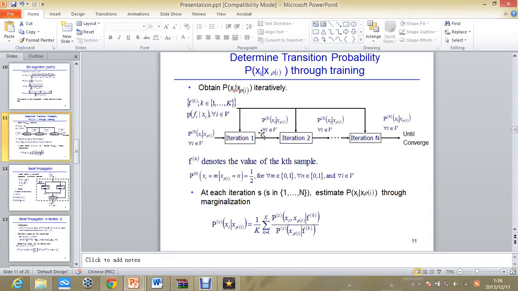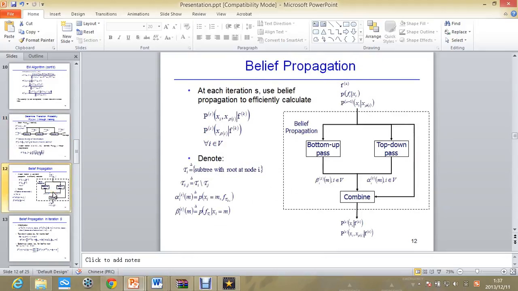So first, initial model, and we get the, and then we get a new model by the second iteration, and this process is repeated until it converges. At each iteration, the estimate P of x through the marginalization formula is shown with this.